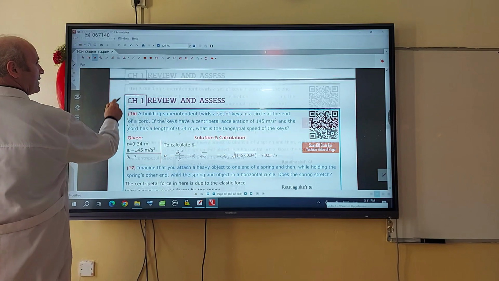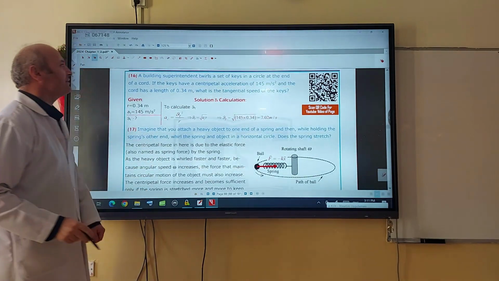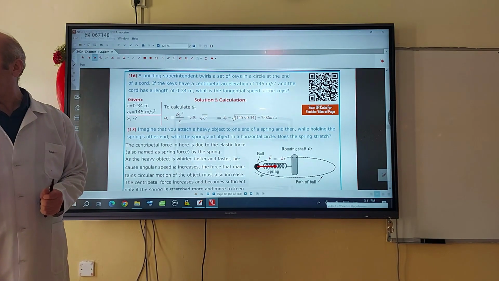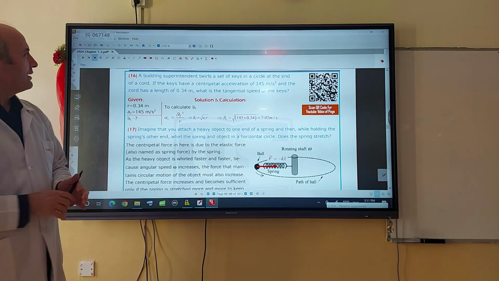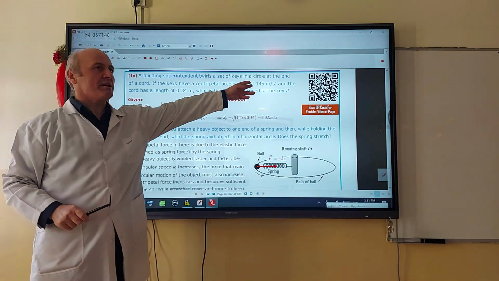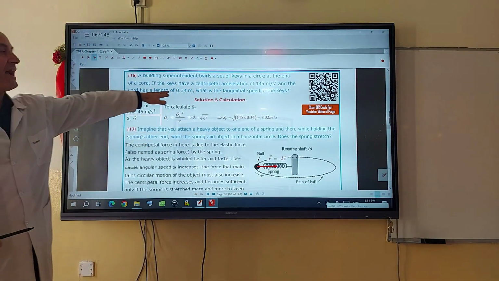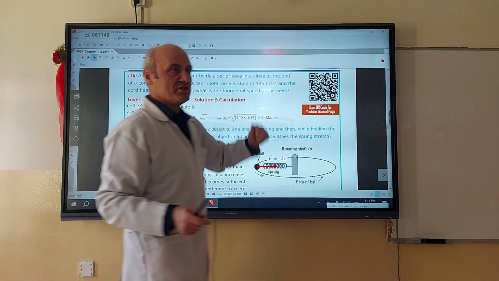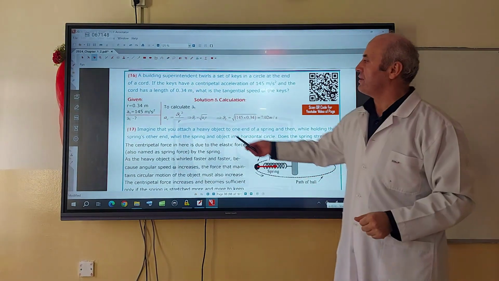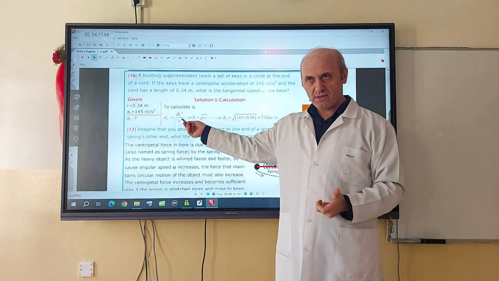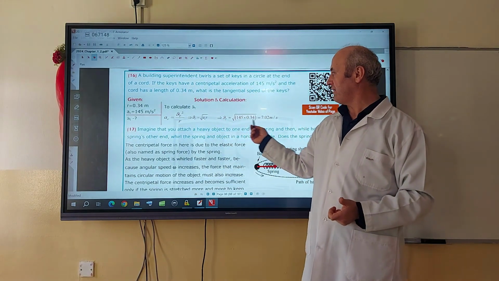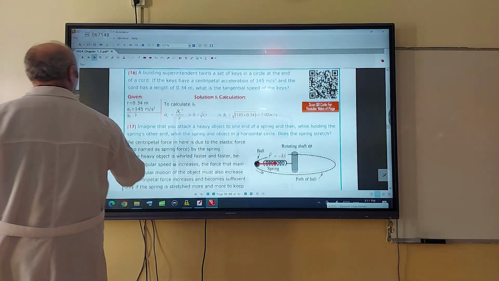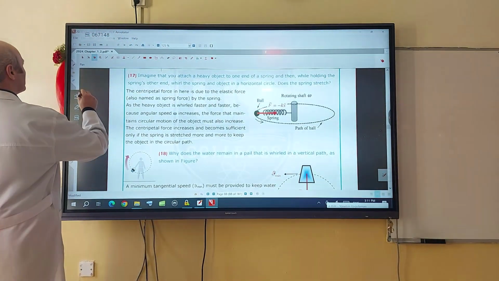And next, a building superintendent throws a set of keys in a circle at the end of a cord, just like my pendulum in the classroom. If the keys have a centripetal acceleration of 145 meters per second squared and the length of the cord is going to be the radius, what is the tangential speed of the keys? So we know, the same question with tangential speed. First one, that is equal to the root of AC times R, when you calculate, the result is going to be 4.07. And question number 17.